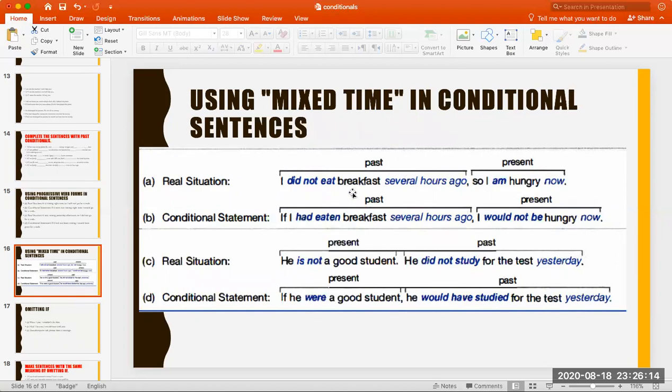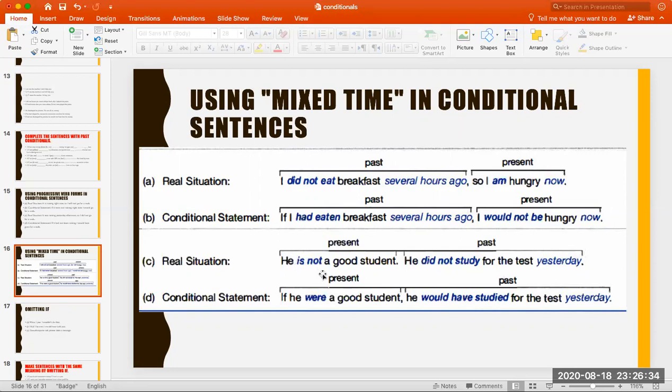Now, in such cases, if you use conditional if, again, you mix the tenses. So this is past, you go for the past perfect. This is present, you go for the past simple. If I had eaten breakfast several hours ago, I wouldn't be hungry now. It's okay, you can mix that.